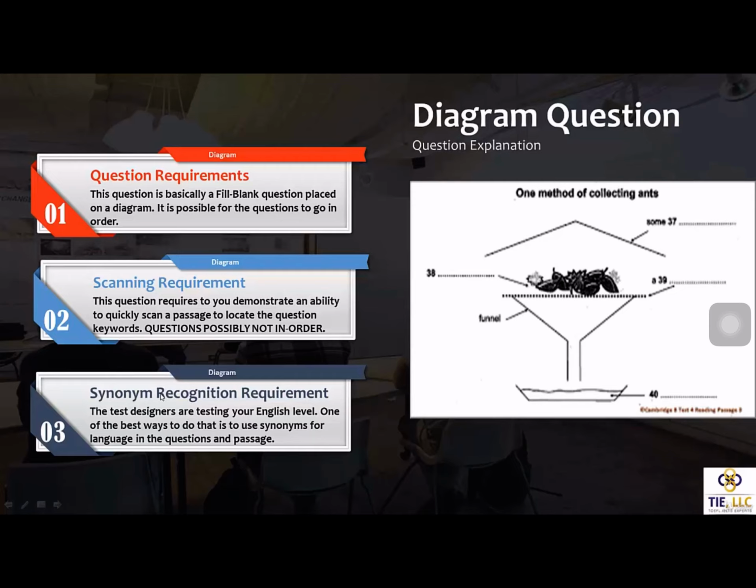But a diagram question is basically a fill-the-blank question. That's what it is. You have to fill these different blank lines by looking at how they describe the diagram in a paragraph and then recognizing these different parts on the diagram in terms of what the meaning is in English.